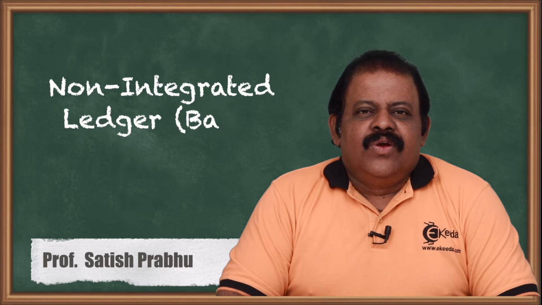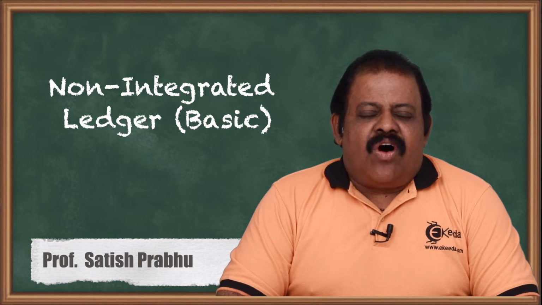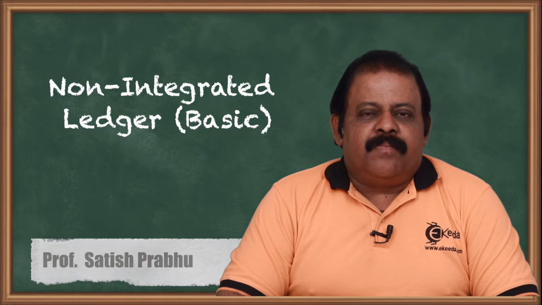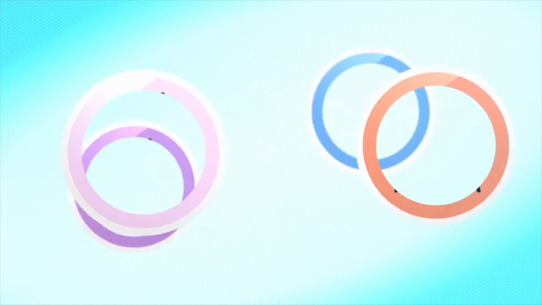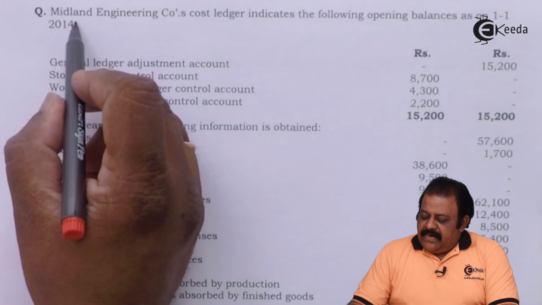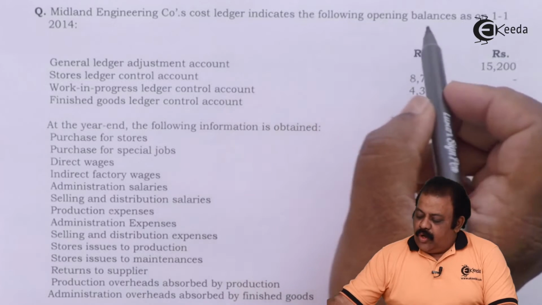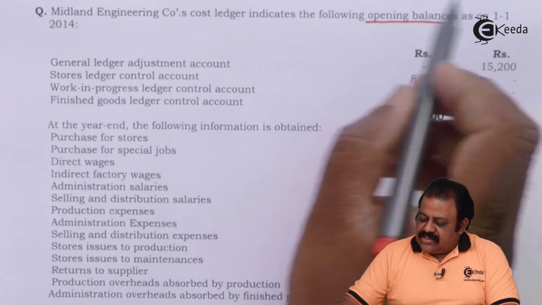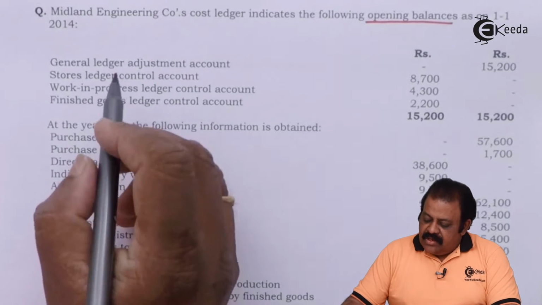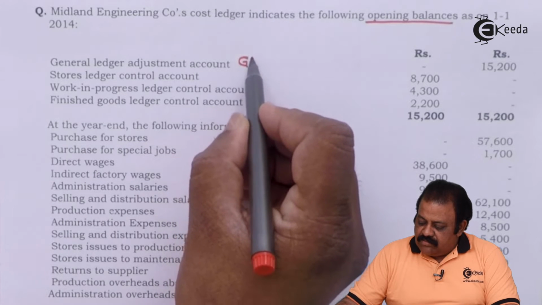Hello friends, we'll discuss now various ledger accounts to be prepared in costing records when records are maintained as per non-integrated system. Midland Engineering Company's cost ledger indicates the following opening balances as on 1st January 2014. General Ledger Adjustment Account, we will use the short form GLA.